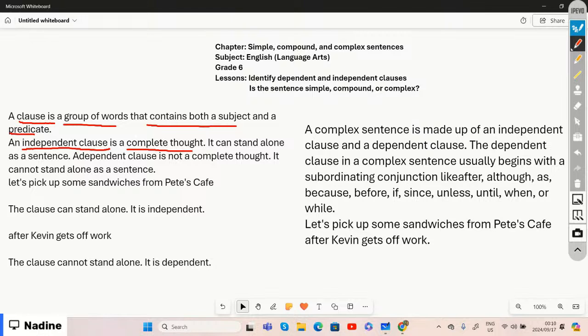And once again, if we talk about an independent clause, it can stand alone. It can stand on its own as a sentence because it has both a subject and a predicate. So it can stand alone as a sentence. That's an independent clause.